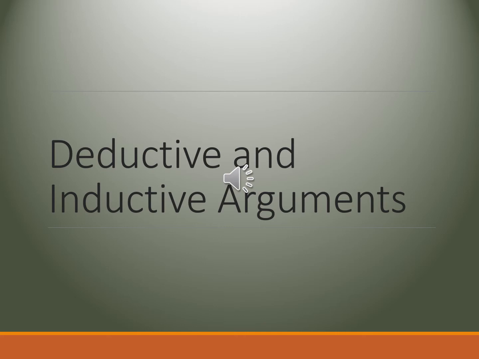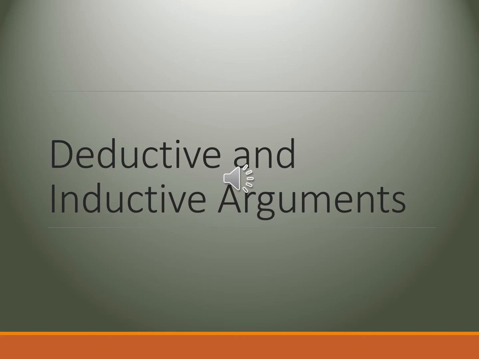Okay, so in this lecture, we're going to learn our second skill, which is classification of arguments into those that are deductive versus those that are inductive. An argument must be one or the other, deductive or inductive. It cannot be both. There's a sharp line between these two types of arguments. So as I said, this is our second skill.